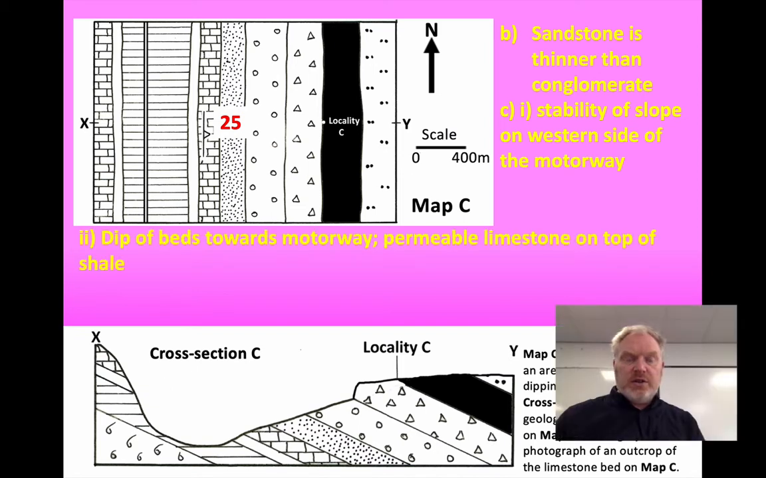We then need to think about why the geology makes this a problem. We've clearly got the dipping beds going down towards the motorway. We also always have to think about water. We've got permeable limestone sitting on top of impermeable shale. So any water going down there will hit that impermeable shale. We end up perhaps with springs. We end up perhaps with lubrication of that bedding plane.